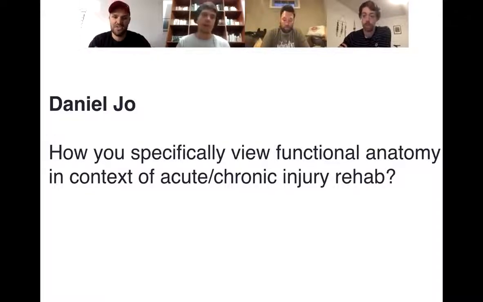So this question for me also brings up the importance of having a movement screen or looking through exercises through the functional anatomy lens, as opposed to just saying, oh, your hamstring hurts, let's rub your hamstring and ice it and make your hamstring stronger, which is generally not the answer.